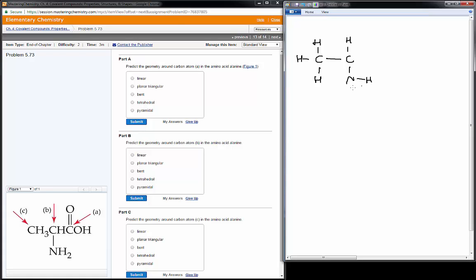So if I expand this out, this condensed structure, I'm basically expanding the sections which have been condensed together.